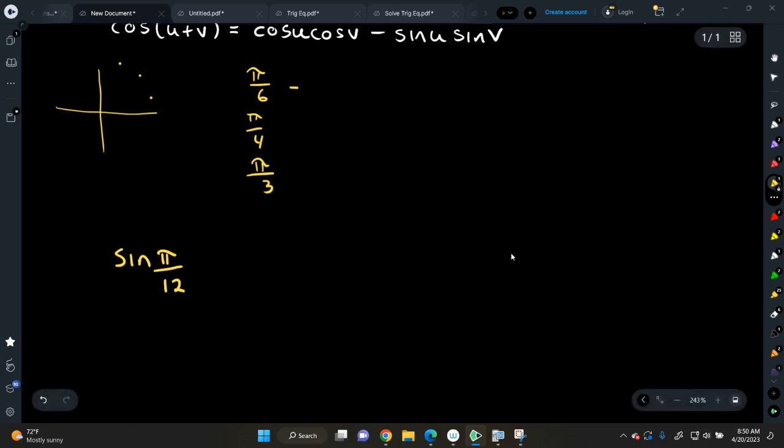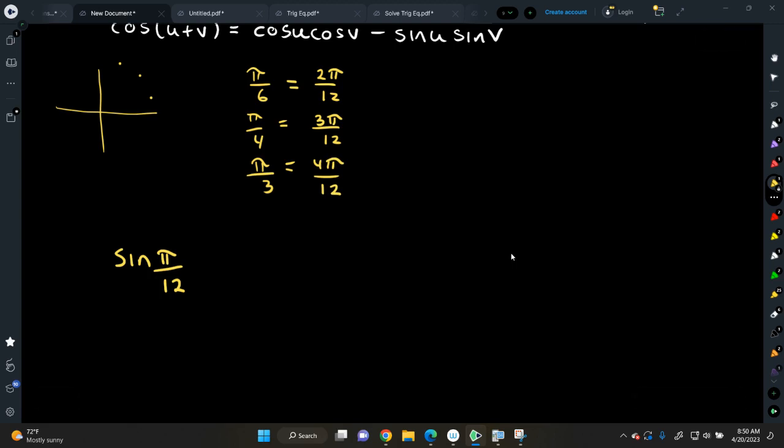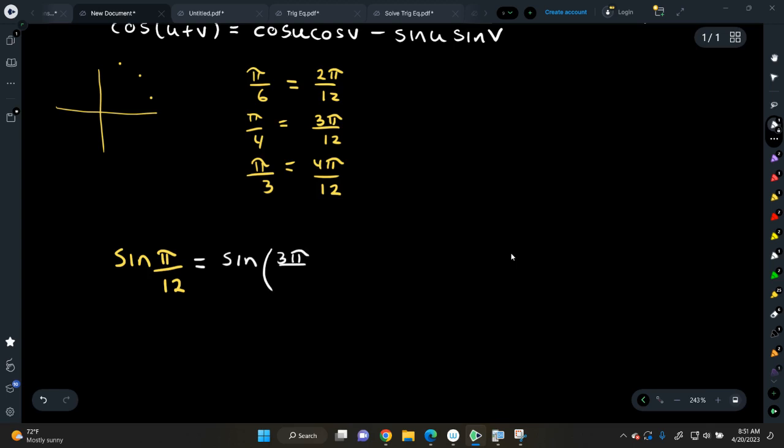So what I'm going to do is rewrite these using a denominator of 12. So this is 2 pi over 12, 3 pi over 12, and 4 pi over 12. When I do that, it becomes clear that I could rewrite this as the sine of 3 pi over 12 minus 2 pi over 12. Okay?